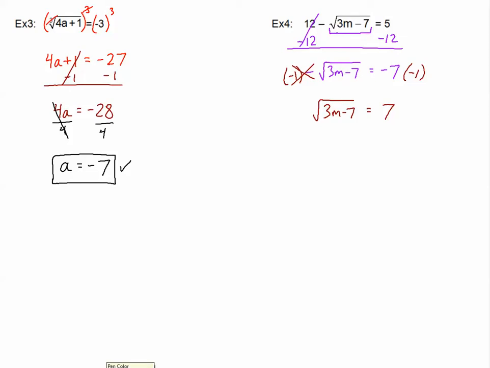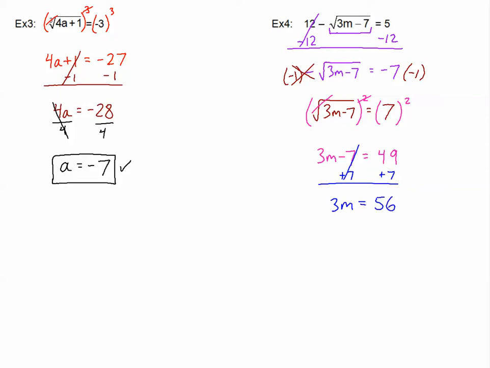We will take both sides and square. Squaring a square root undoes each other, and we get 3m minus 7. Don't forget to square both sides. 7 squared is 49. And now we have some simple math to do. We add 7. We show our work. We have 3m is equal to 56.